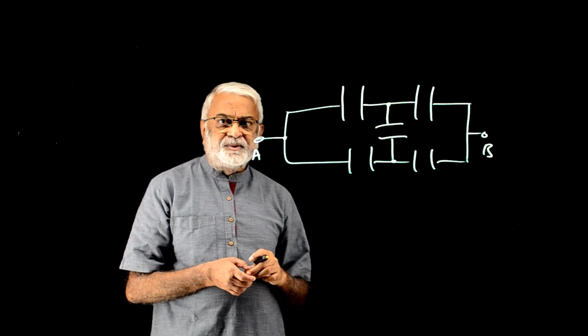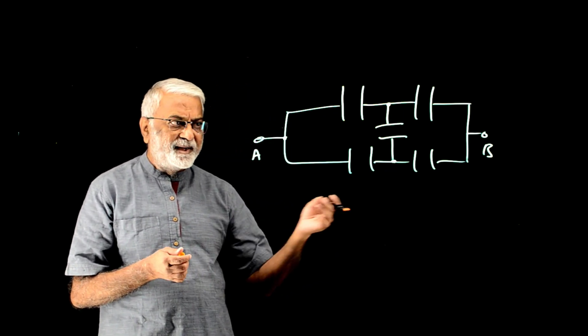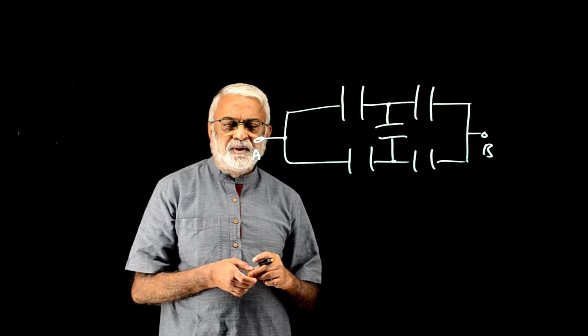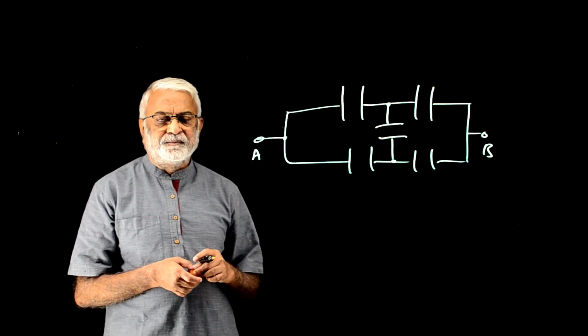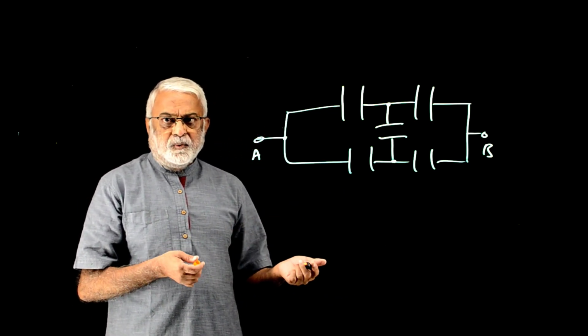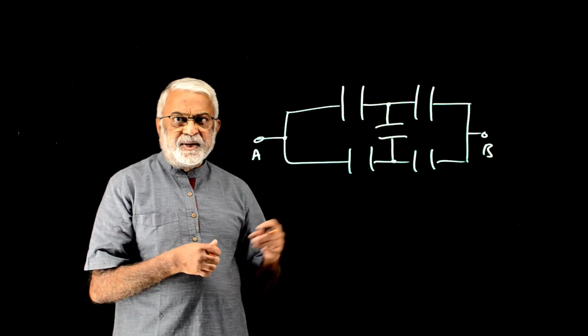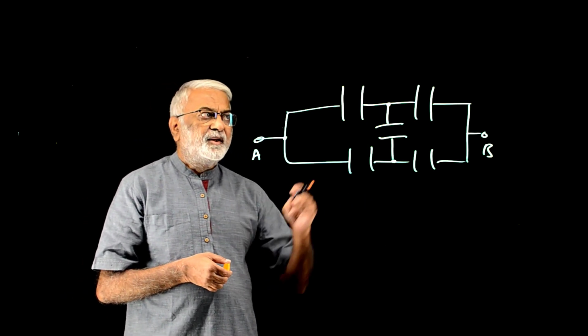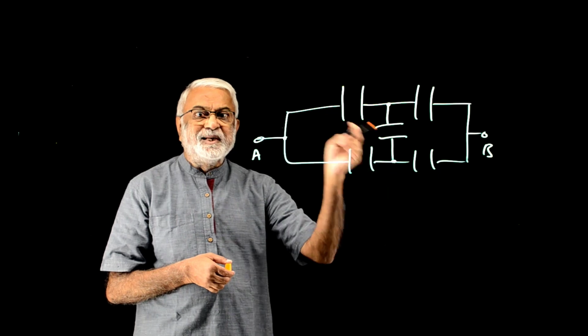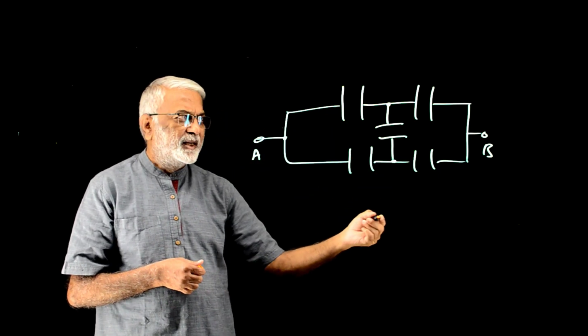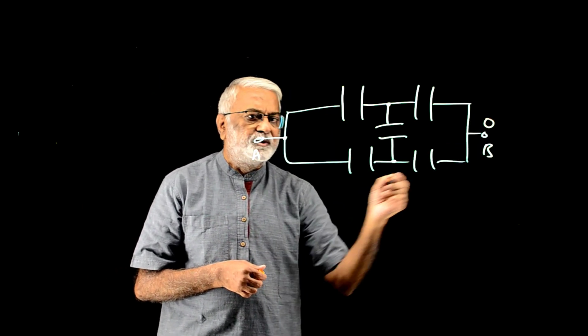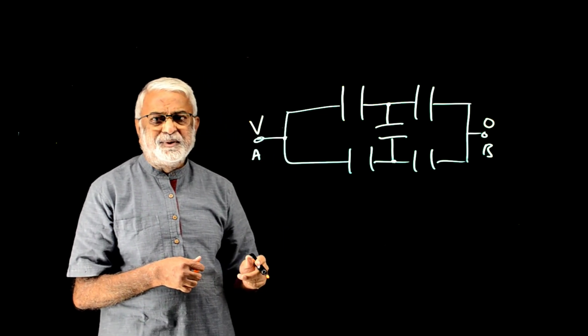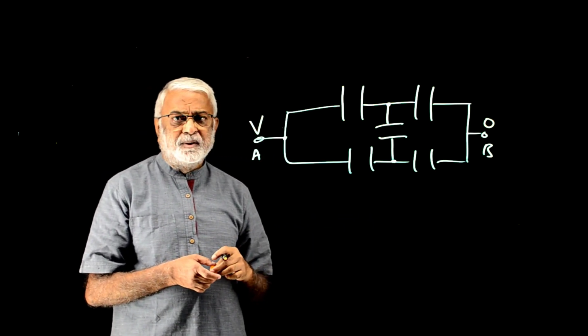How do we solve these kinds of problems? How do we find the equivalent capacitance between A and B? One way is to assume a potential difference between A and B and find the potentials of these junctions in terms of the potential which we have assumed. Like, say, this is 0 volt, this is V volt. This is a very convenient way of assuming potential difference.